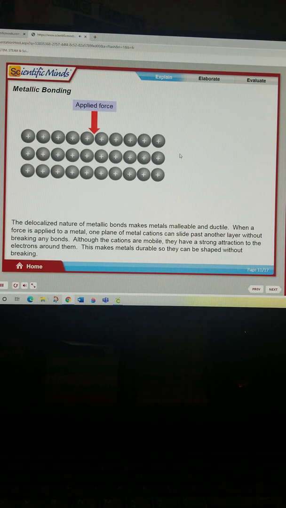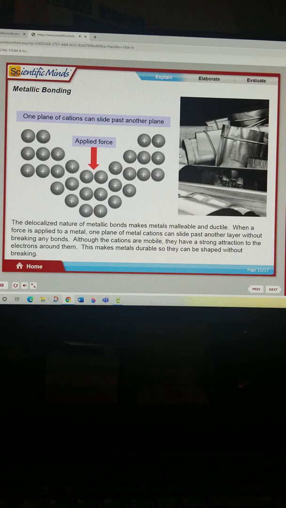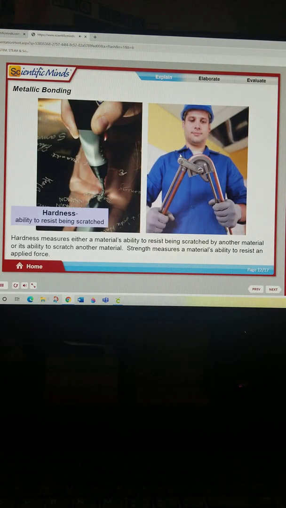When a force is applied to a metal, one plane of metal cations can slide past another layer without breaking any bonds. Although the cations are mobile, they have a strong attraction to the electrons around them. This makes metals durable so they can be shaped without breaking. Hardness measures either a material's ability to resist being scratched by another material or its ability to scratch another material. Strength measures a material's ability to resist an applied force.